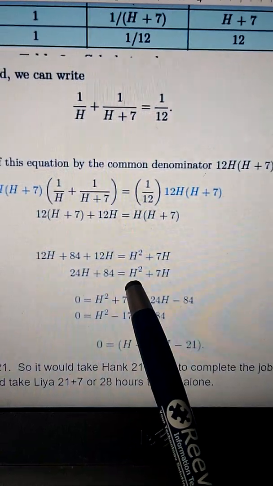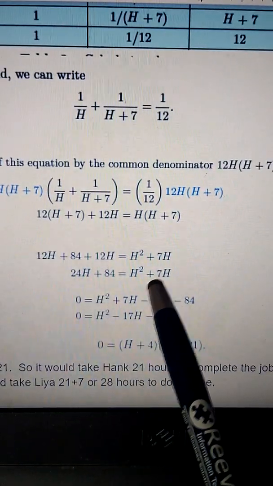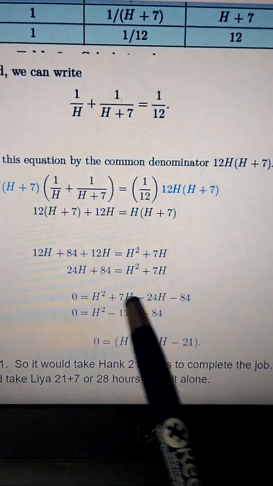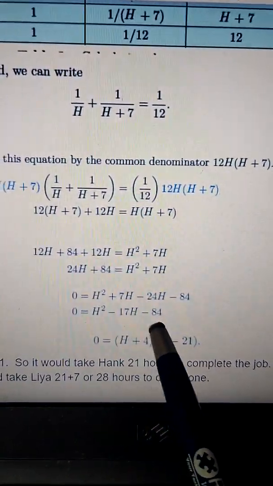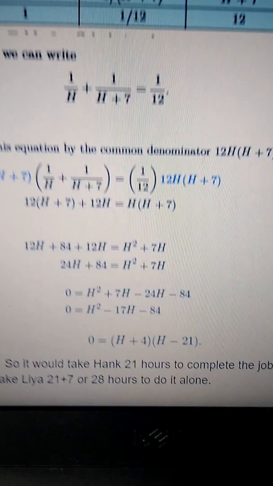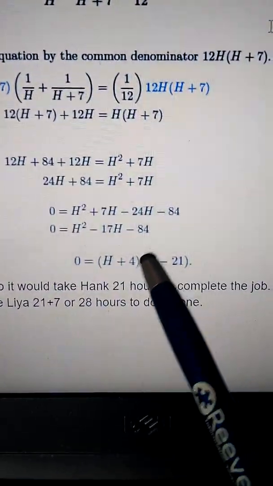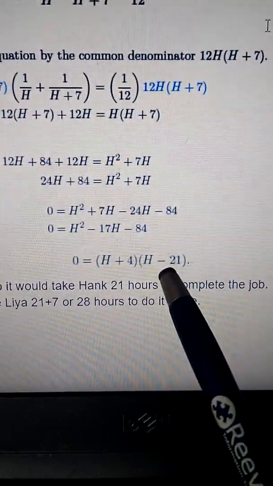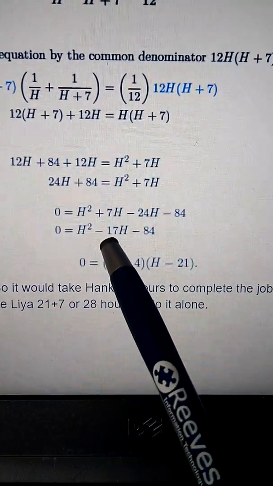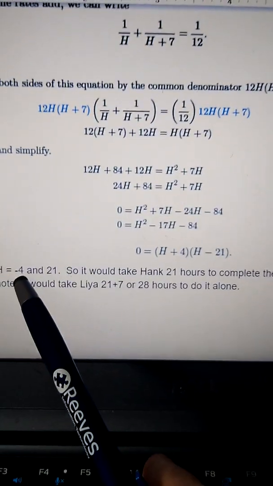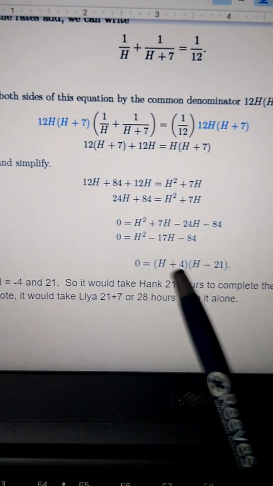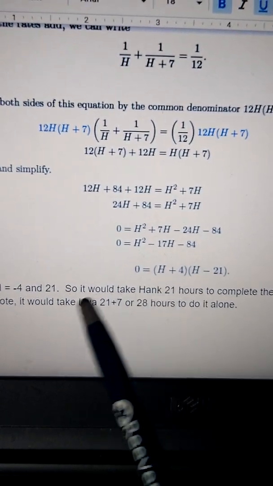This is a quadratic, so I need to set it equal to 0. So I'm going to subtract 24H over and subtract the 84 over. Gives me H squared minus 17H minus 84. Factors of 84 that would give me 17 are 21 and 4. I need a negative 21 to make minus 17. Watch your signs. So the two answers are negative 4 and 21 when I do the zero product property.